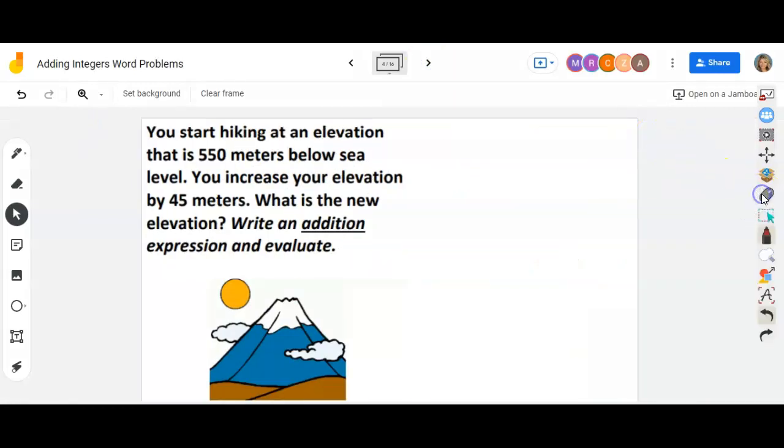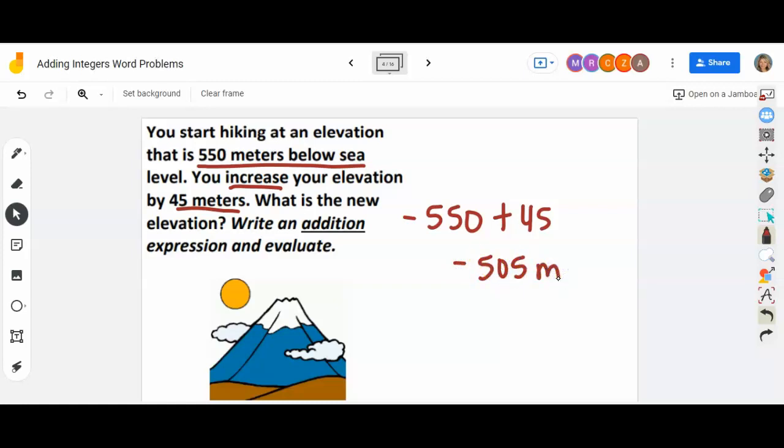All right, number 4, you start at an elevation. I know you see the word elevation, and sometimes we automatically think that means positive, but that's not necessarily true because the elevation is 550 meters below sea level. Below sea level means that's going to be negative 550. You increase your elevation by 45 meters, so now this is plus positive 45. My signs are different, so I'm going to subtract. 550 minus 45 is negative 505 meters. Bigger number is negative, so my answer is negative.